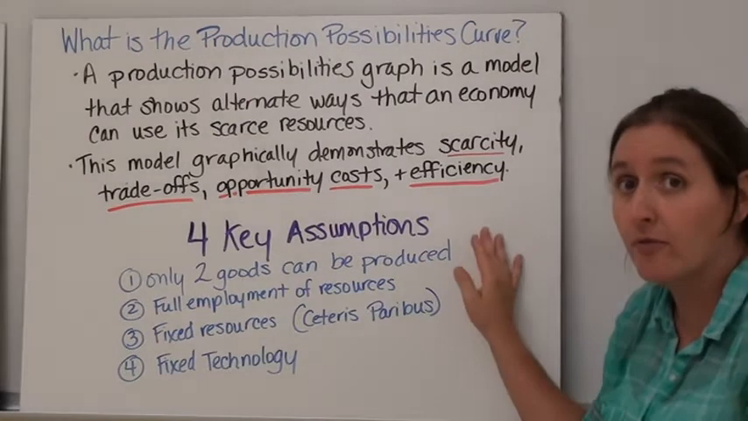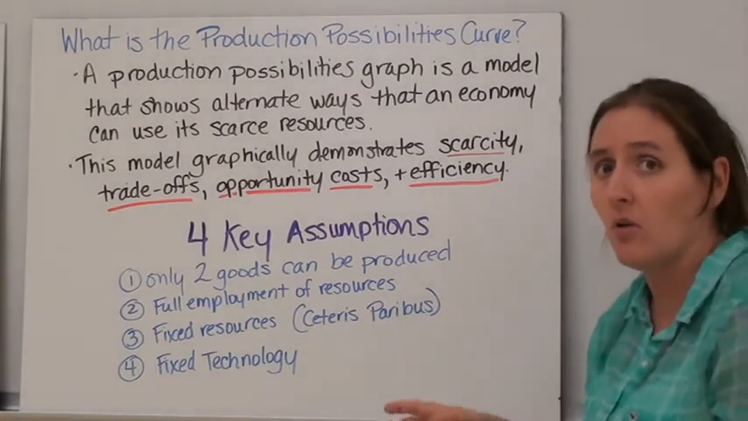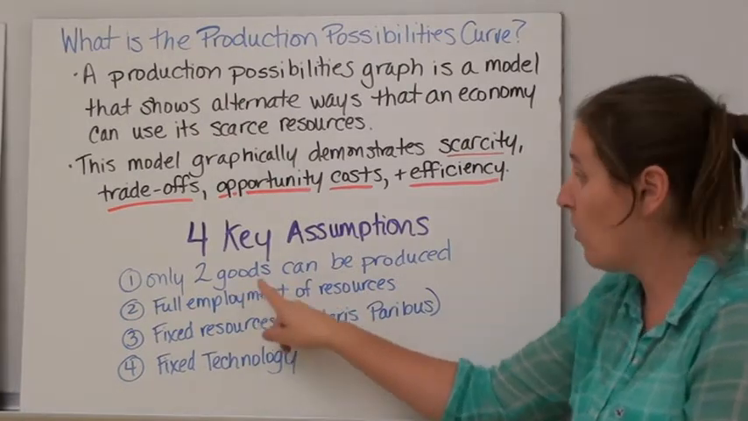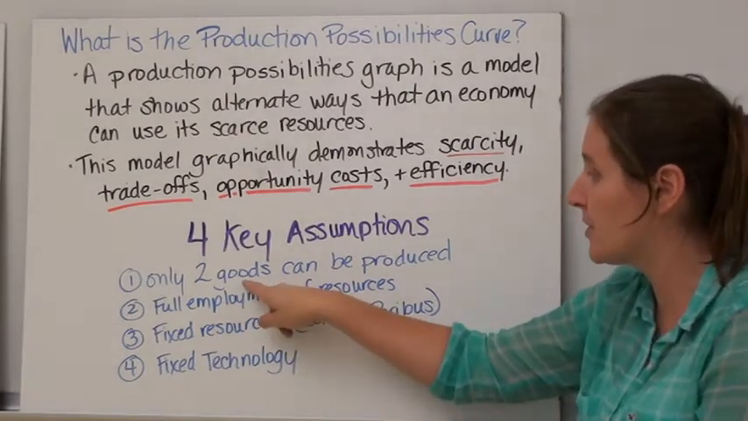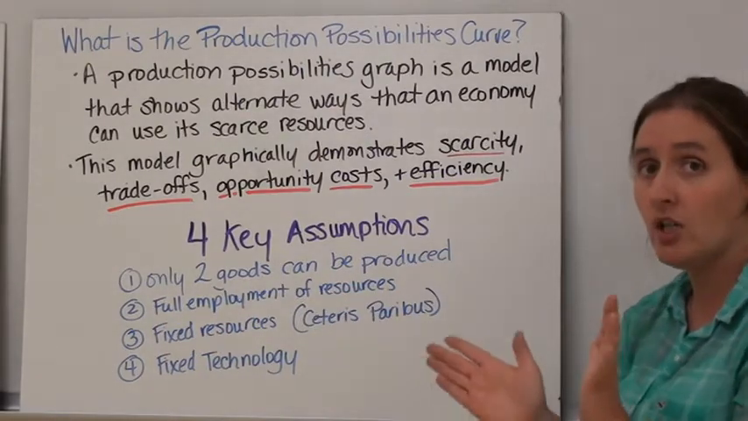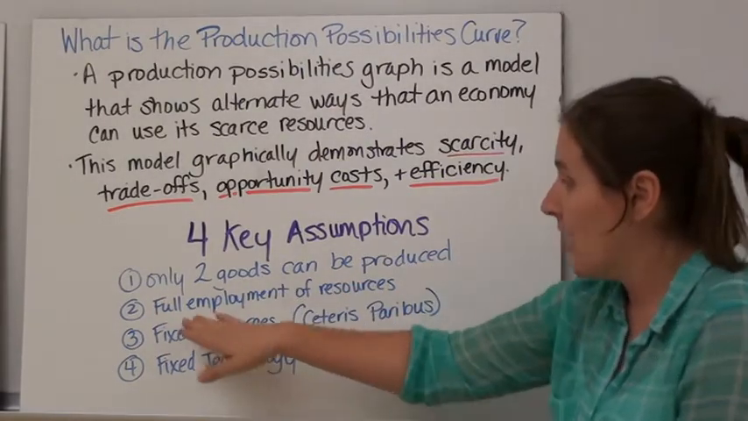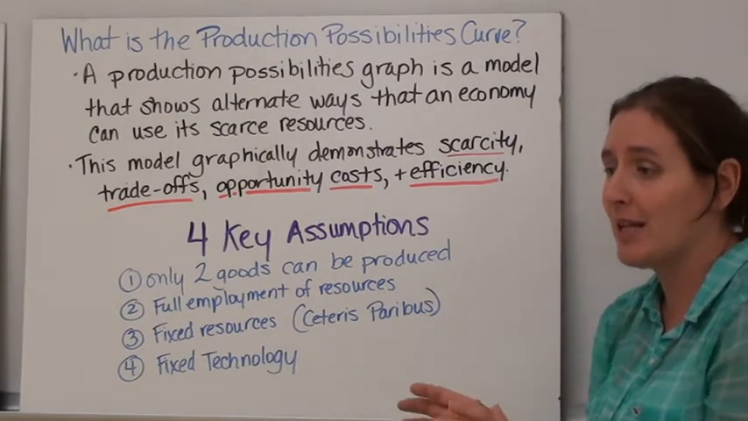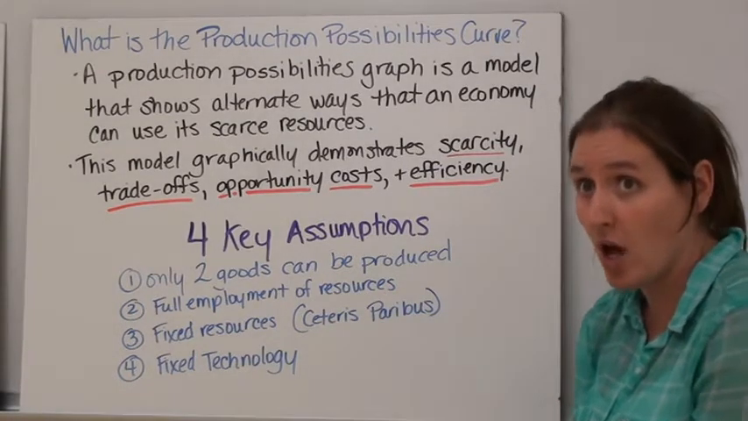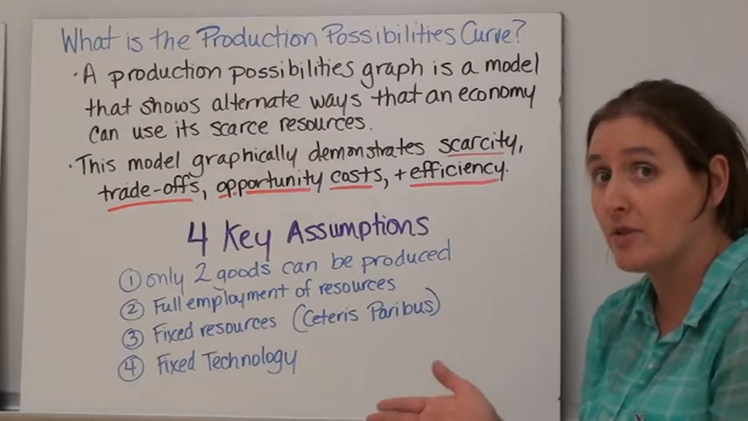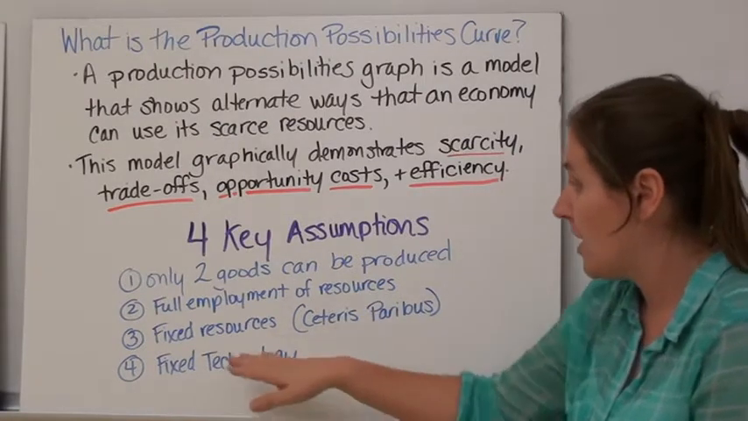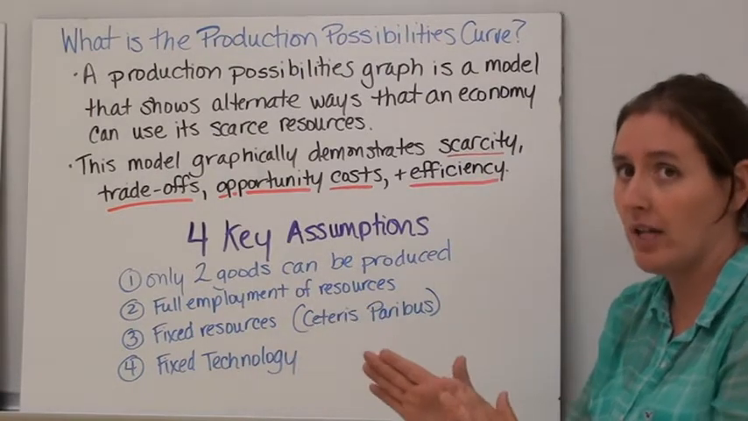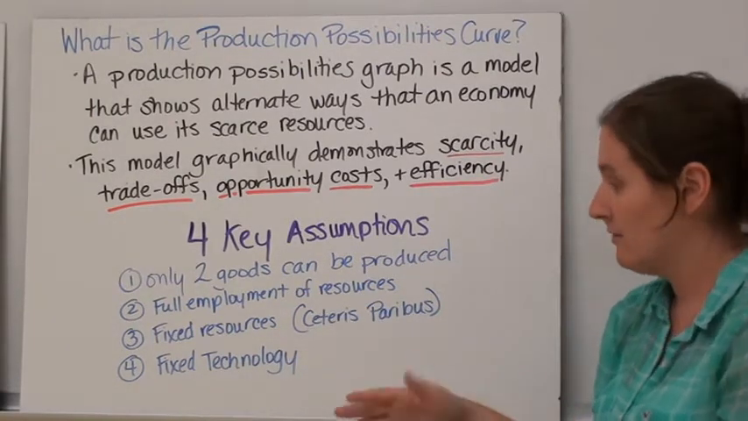Before I show you the graph, there are 4 key assumptions that you need to know that the graph makes. Number 1, only 2 goods can be produced. We're just looking at 2 goods, okay? 2, full employment of resources. These are the possibilities of production for those 2 goods, assuming that all resources are being used. 3, there's a fixed amount of resources. We only have so many, and that's it.